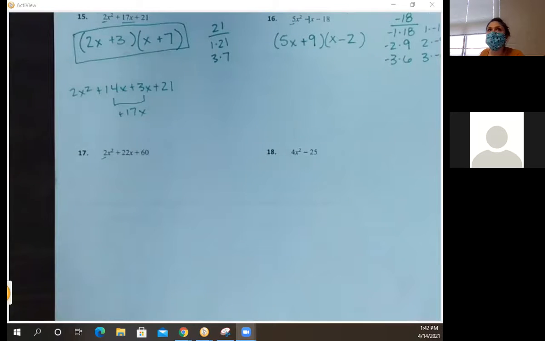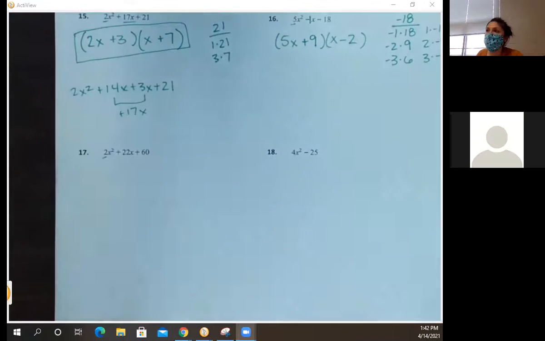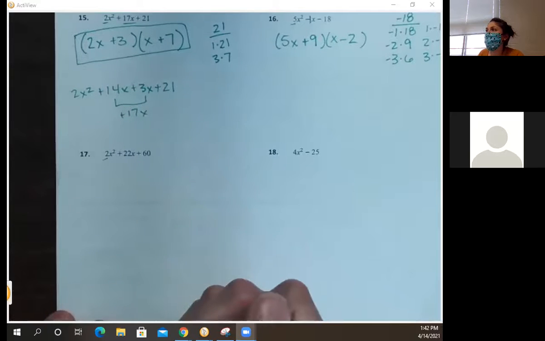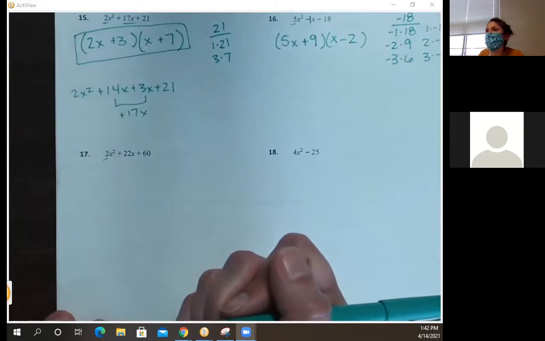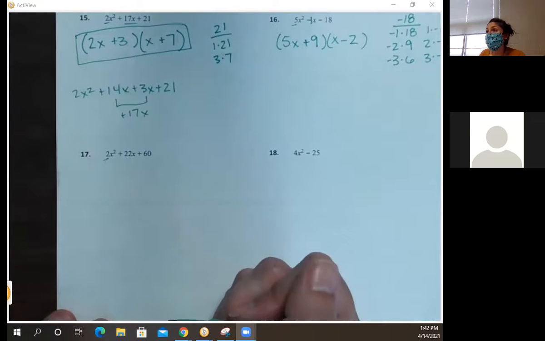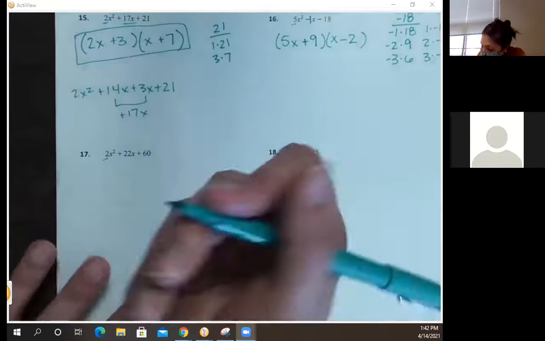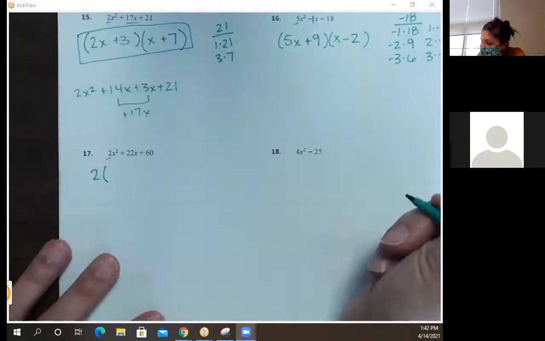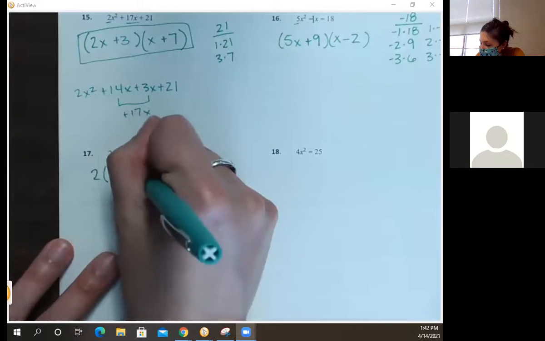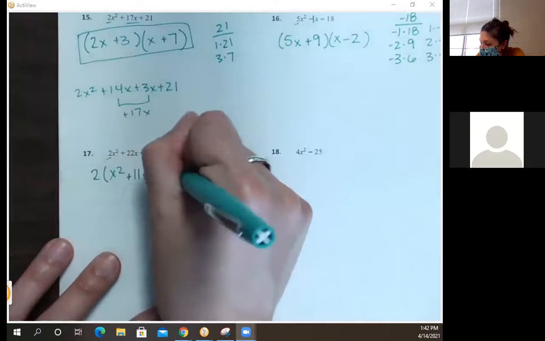Okay, let's try 17 now. Again, I've got a number in front of x squared, so same idea. I want to see, could I pull this out as a GCF? Could I evenly divide all the other numbers by this coefficient? Yeah, so 22 and 60, I could divide those by 2. So that's what I'm going to do. I'm going to start by factoring that out. That would leave me with x squared plus 11x plus 30.